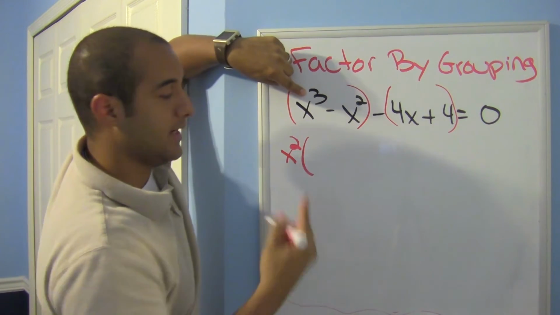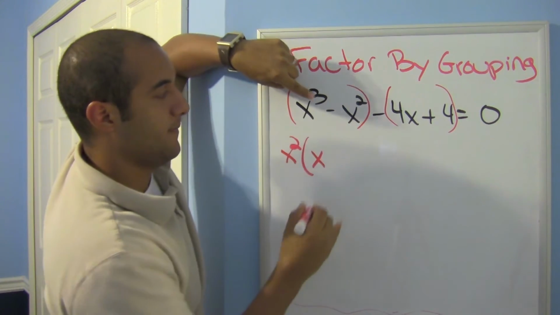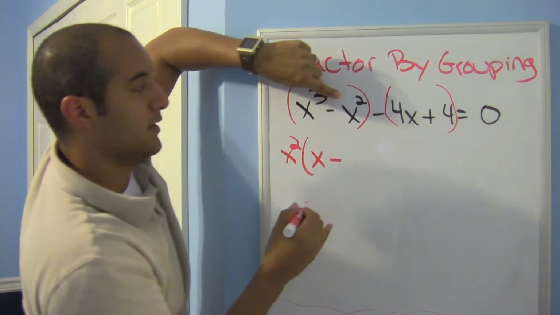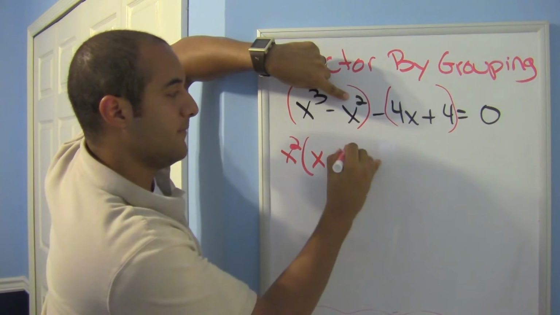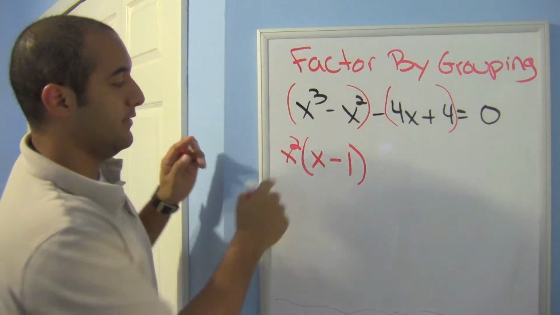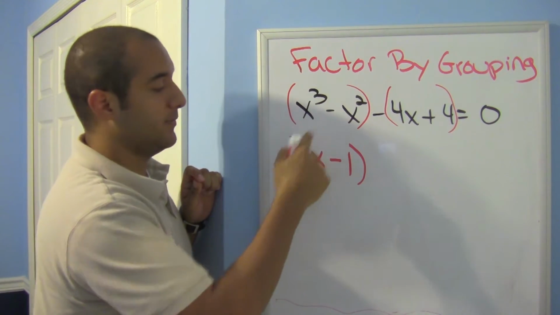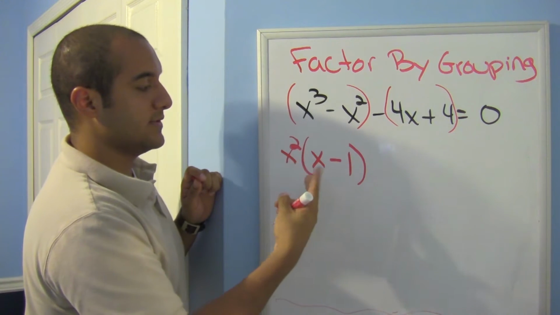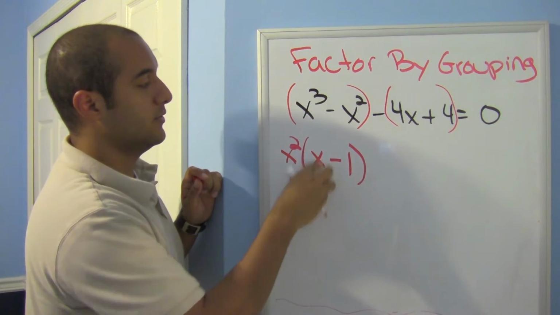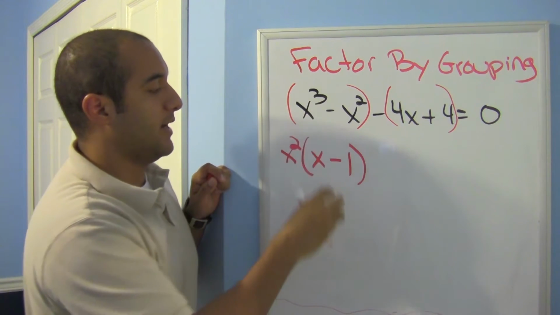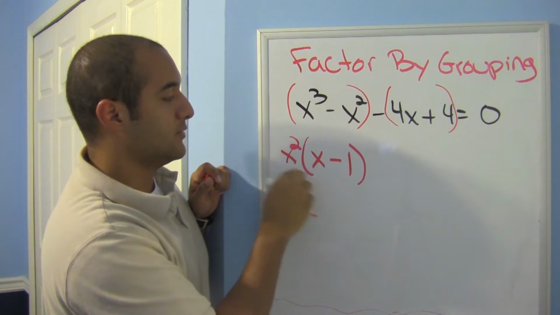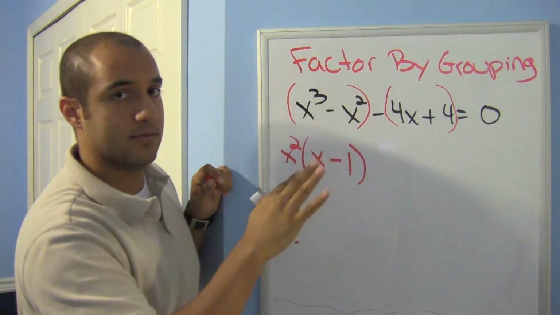So now this one only has an x minus, I don't have x squared anymore, I took it out, so this just becomes a 1. And notice that if I distributed this, I get back what I had up here. x squared times another x is x to the third power, minus x squared times 1 is x squared, so I'm good.